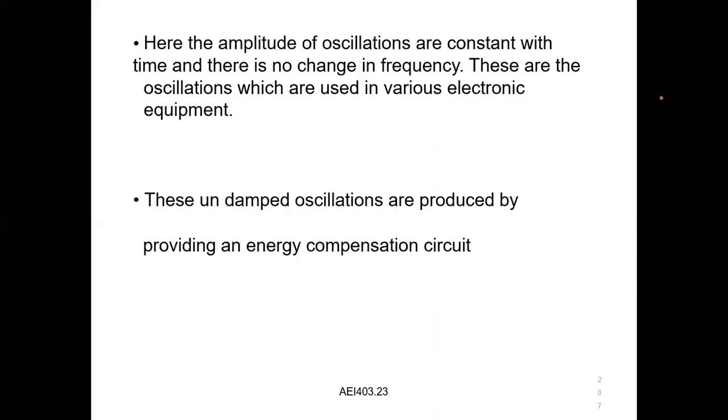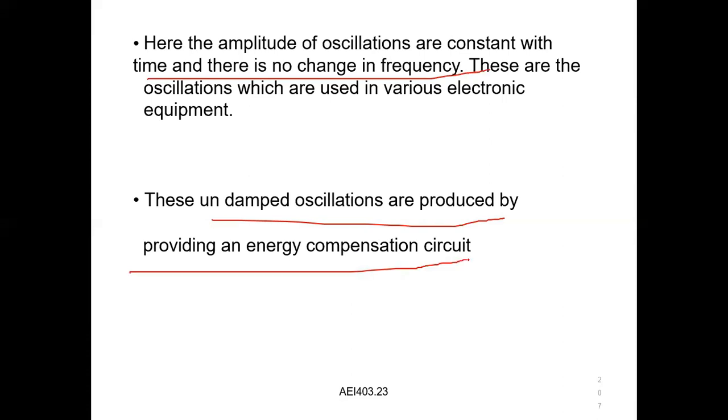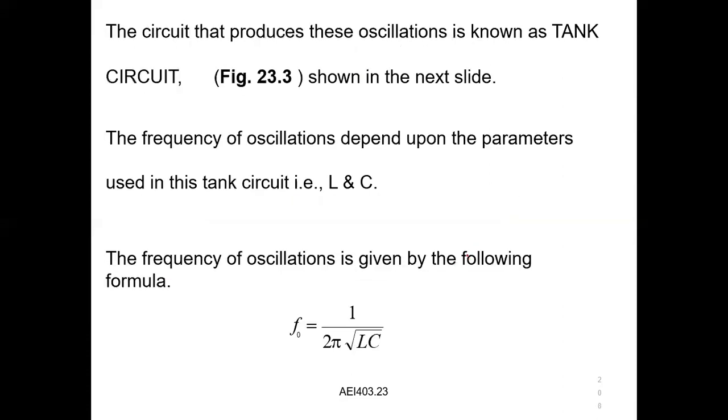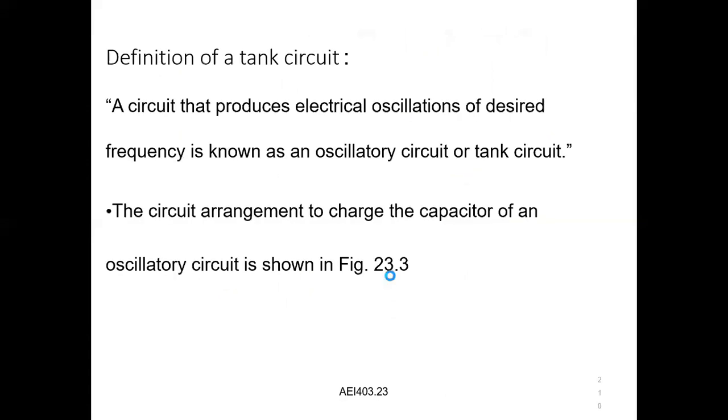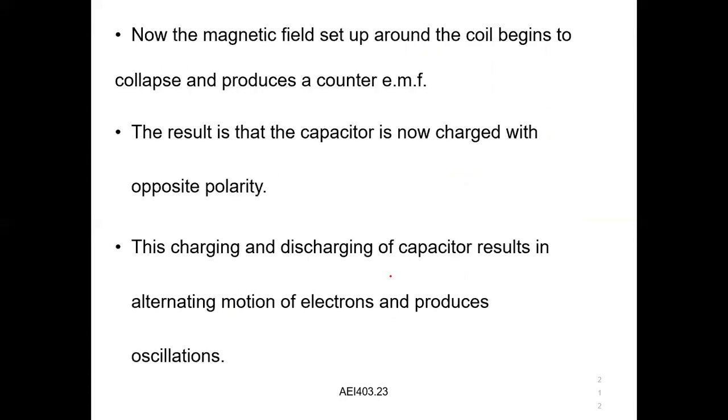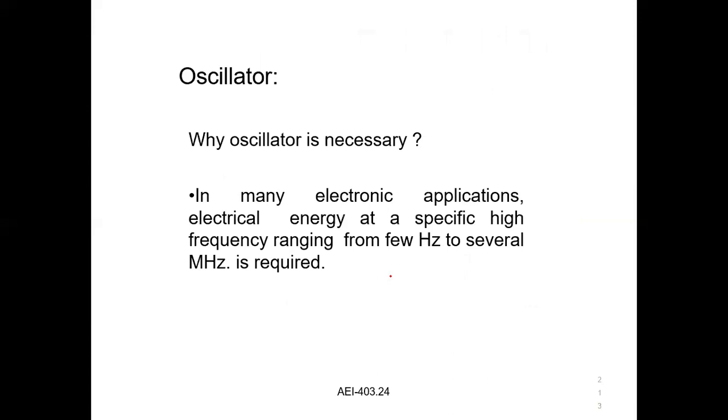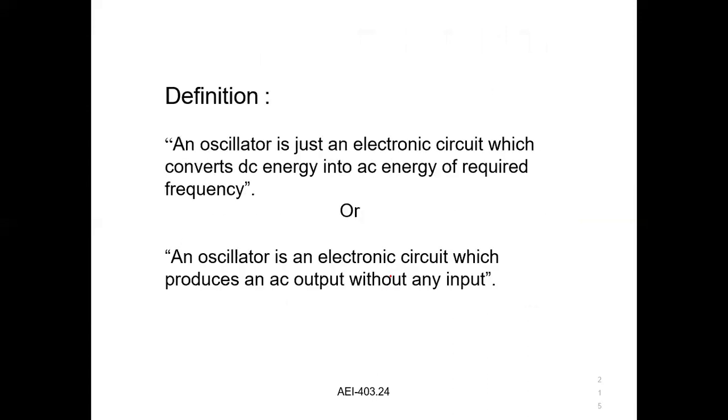Here, the amplitude of the oscillations is constant with time, and there is no change in the frequency. The undamped oscillations are produced by providing energy compensation circuits. The frequency of oscillation will be Fs equal to 1 divided by 2 pi root of LC. That is the LC circuit, called the tank circuit. So let's see them one by one.